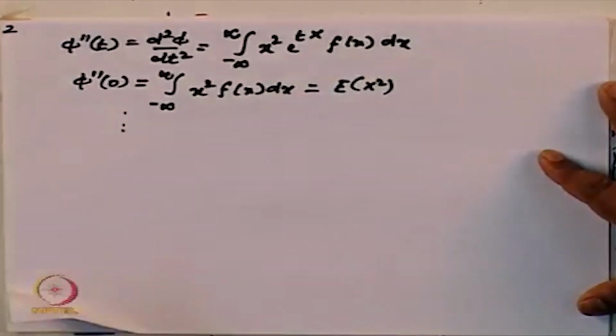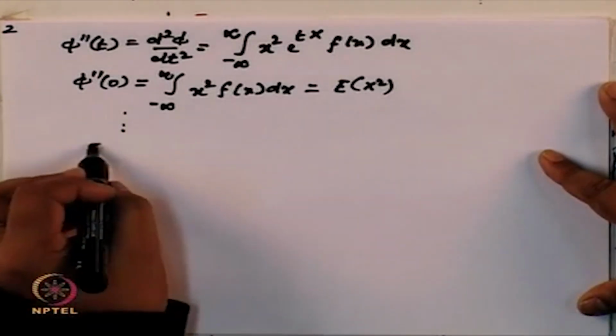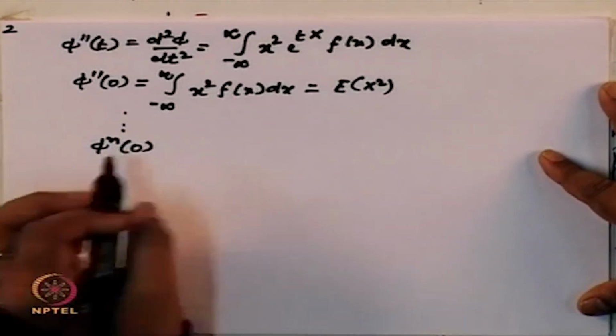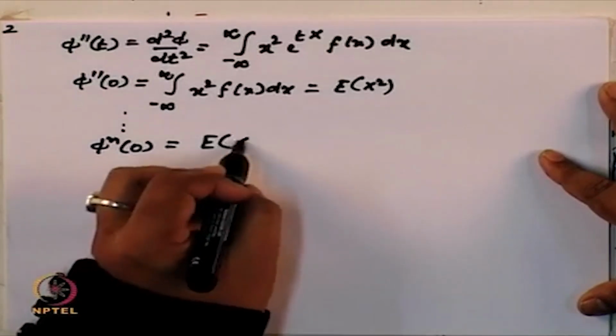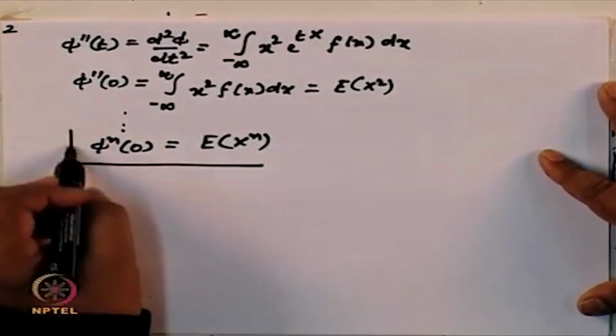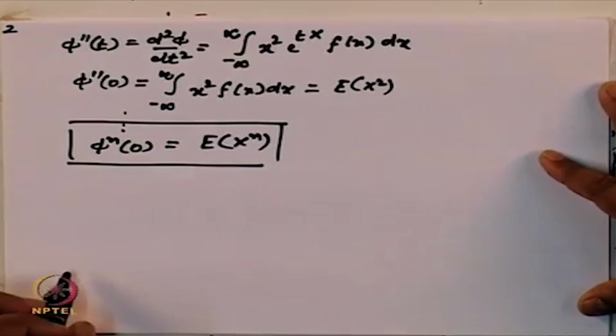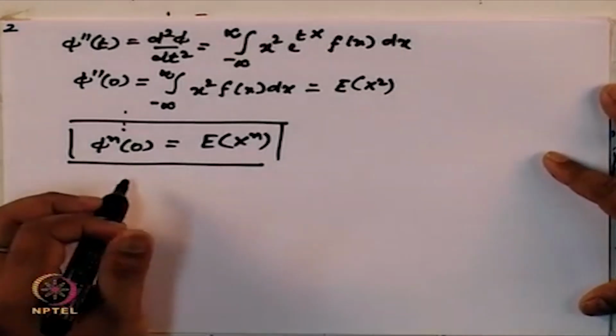If I continue like this, I will get the nth derivative at 0 is E of x to the power n. So, using these moment generating functions, we can calculate the expectation or variance of a population in the generic case. Let us solve an example to test it.